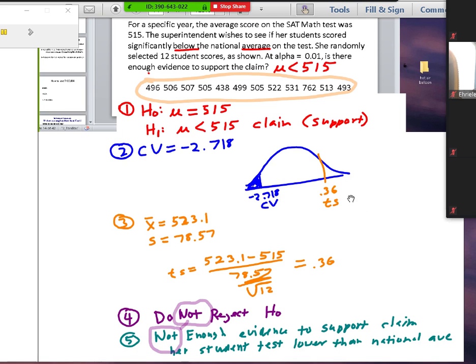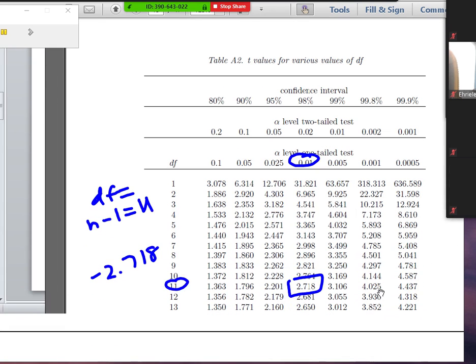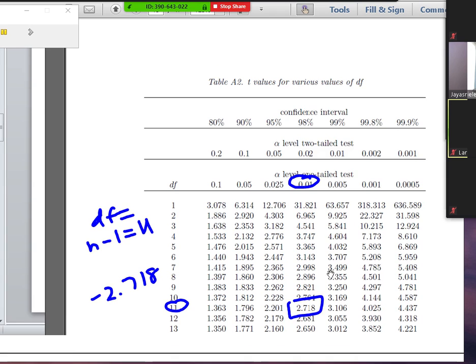Then I'm going to look at the critical value. I had 12 students, which means my degrees of freedom, n minus 1, is 11. I'm going to find alpha is 0.01 left-tailed, so that means it's a one-tailed test. Go down to my degrees of freedom 11, and I got 2.718. Okay, it's left-tailed, so it better be negative 2.718. Remember, everything on the left side is negative. All my z-scores are negative. So that's my critical value.